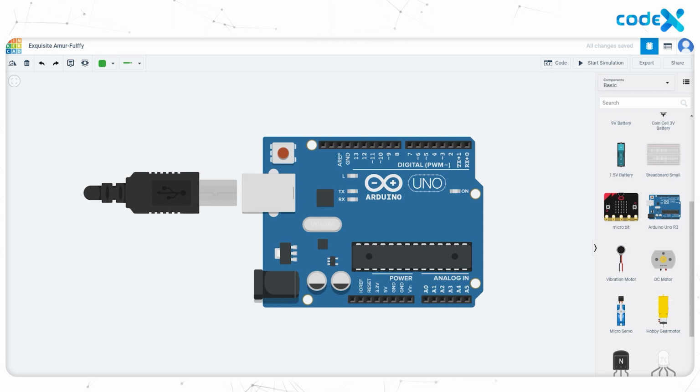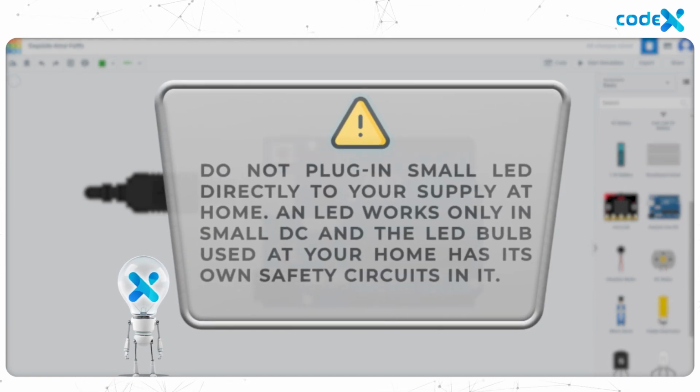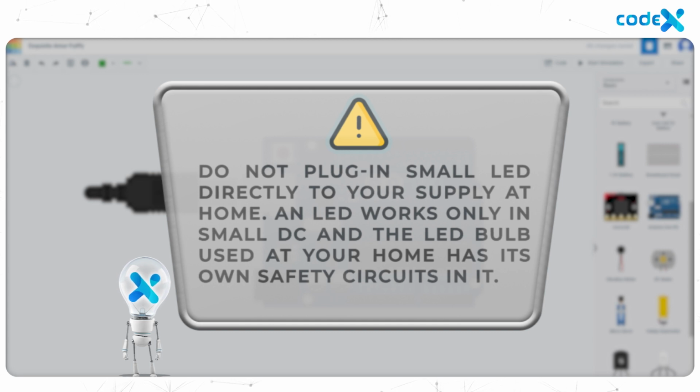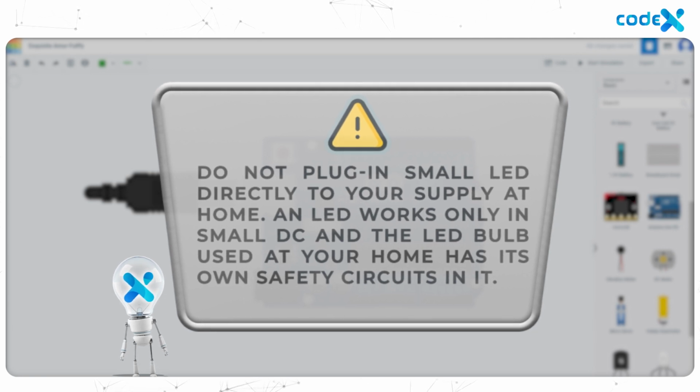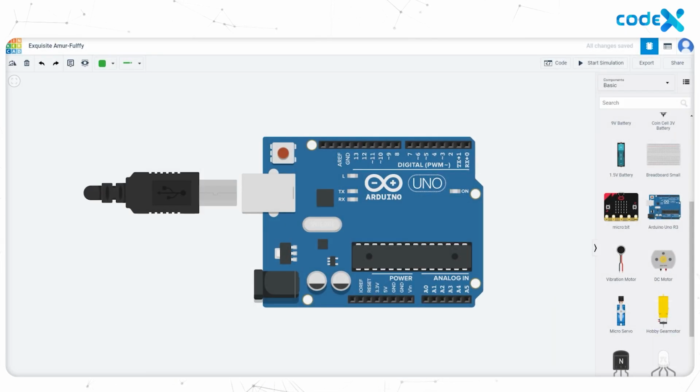So for lighting an LED, we need to understand certain things. We need a voltage difference so that electrons flow through it. That is current, and the LED glows. Oh my god, it's Mr. X. I think he has an alert with him. Do not plug a small LED directly to your supply at home. An LED works only on small DC, and the LED bulb used at your home has its own safety circuits in it. Thank you, Mr. X. So kids, don't try this at home. Let's come back to our topic. An LED has a positive leg and a negative leg to provide a path for electrons to flow through it.